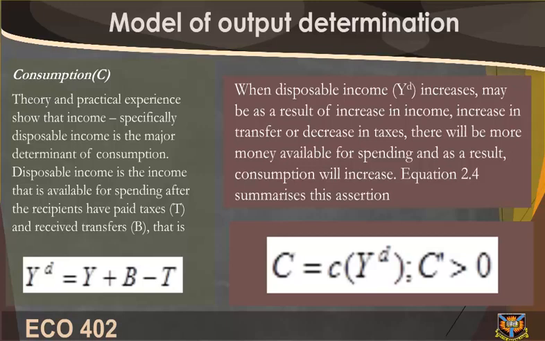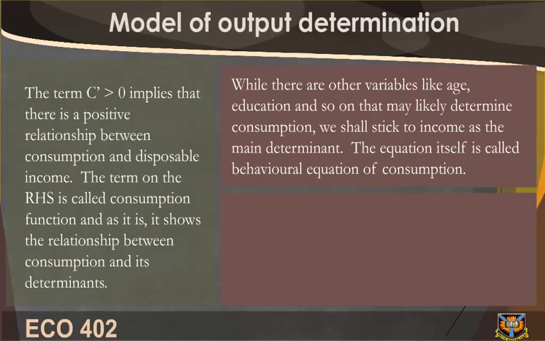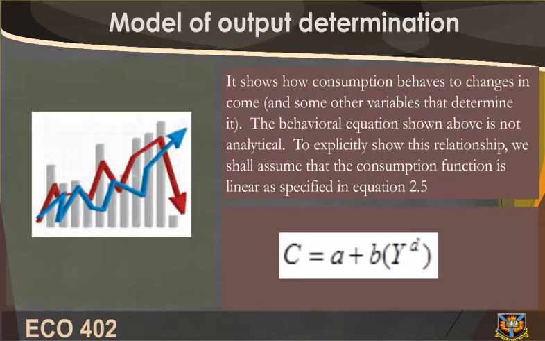Equation 2.4 summarizes this assertion. The term C prime greater than 0 implies that there is a positive relationship between consumption and disposable income. The term on the right-hand side is called consumption function, and as it is, it shows the relationship between consumption and its determinants. While there are other variables like age, education, and so on that may likely determine consumption, we shall stick to income as the main determinant. The equation itself is called behavioral equation of consumption. It shows how consumption behaves to changes in income and some other variables that determine it.